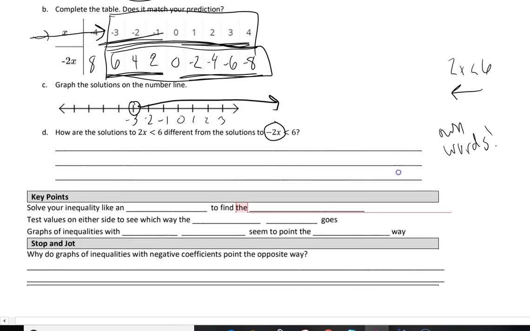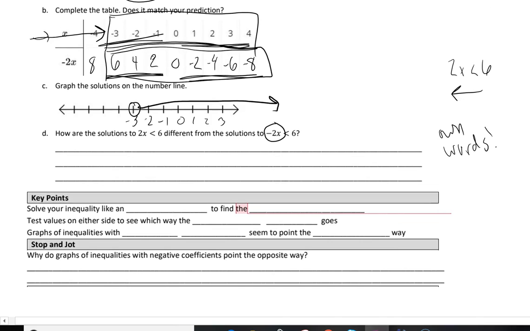So to fill in those key points, we can solve an inequality just like an equation. We've been talking about that all week. When we use the equation, that's going to give us something called the boundary point. Basically the point that you graph. Before you decide which way your arrow goes, this is the point you're graphing. We can test values on either side to see which way the solution set goes. That's like, which way does your arrow go?